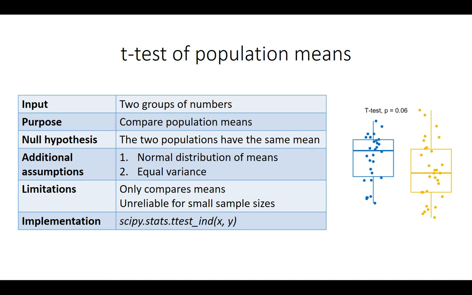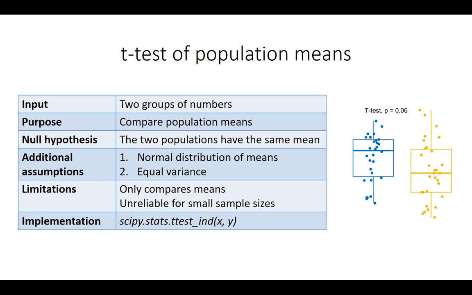So the purpose of the t-test is to compare the population means of the two groups. And the null hypothesis is that the two populations have the same mean. The additional assumptions that this test makes are, again, a normal distribution of the means, and on top of that, it also assumes equal variance. So we want to compare the means, but we do assume that they have the same variance. I will say that, again, it's fairly robust to both of these assumptions.